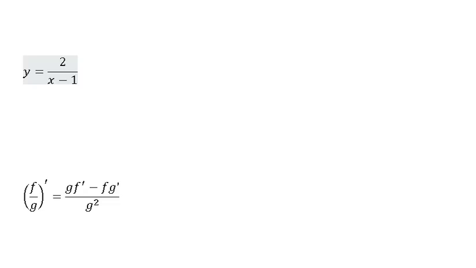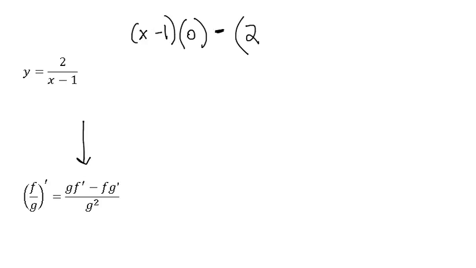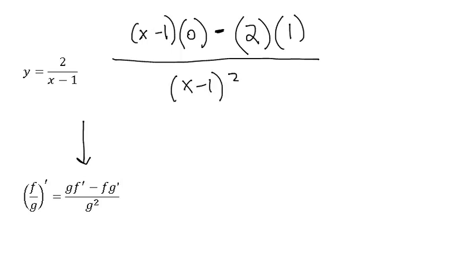Right here, we have y equals 2 over x minus 1. So going back to our rule, you can see that you take g first, or low. In this case, it's x minus 1 times f prime, or the derivative of 2. And the derivative of any constant is simply 0. Subtract, and then f, in this case it's 2, times g prime, the derivative of x minus 1, and that is simply 1. And then you divide by g squared, or x minus 1 squared.